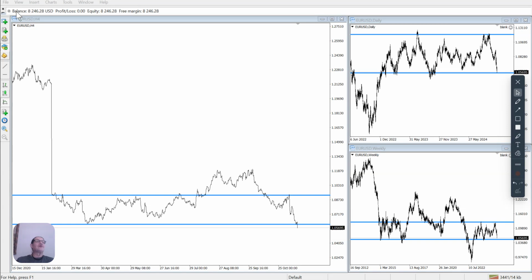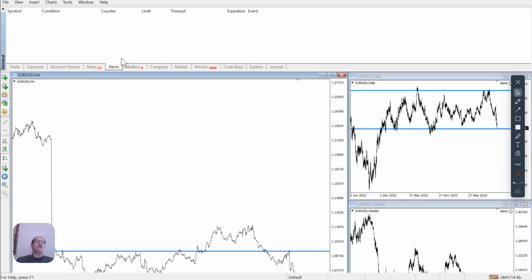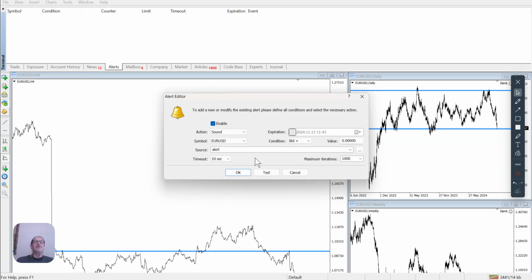And to set that alert, we simply open the terminal window, we click on alerts, we right click inside the alert box, we click on create, enable. Now you pick whatever sound you want to have, or you can send it as a file, or you can even get mail notification. I take it as a sound, I set it as an alert.